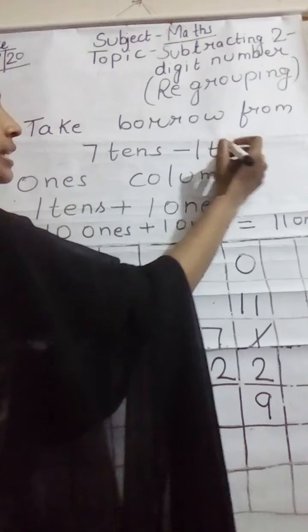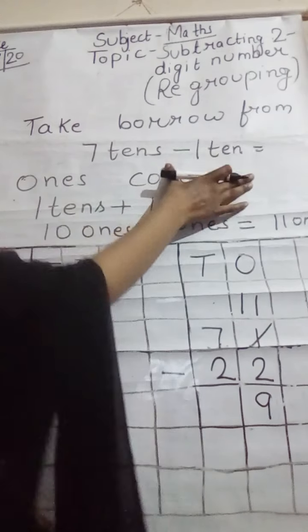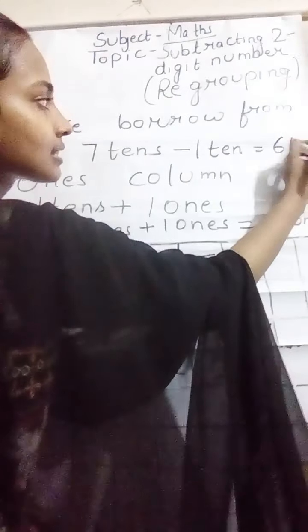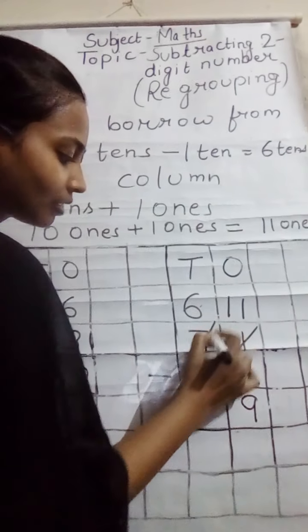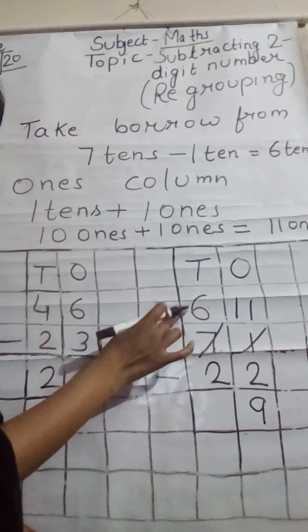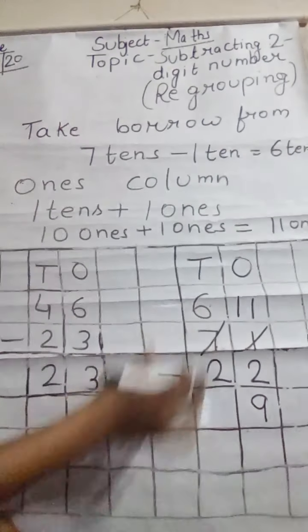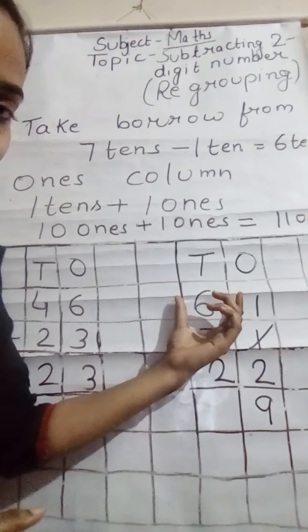Means 7 minus 1, 1/10 minus how many? 6/10, right? 6/10 is left. So here we again have to cancel this number, and what does it become? 6. So this whole process is called regrouping, because we have to regroup this number.